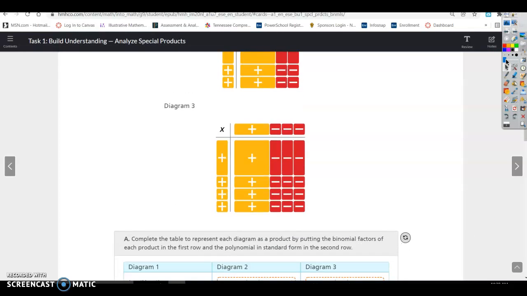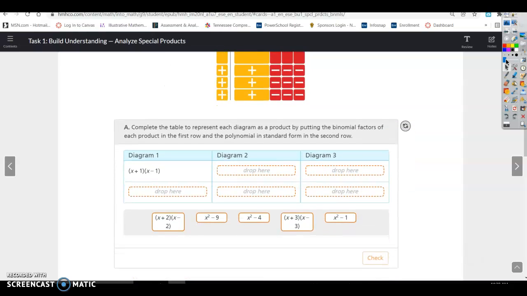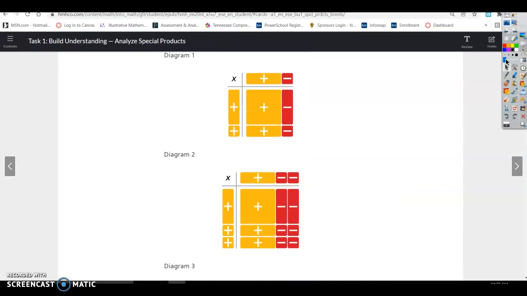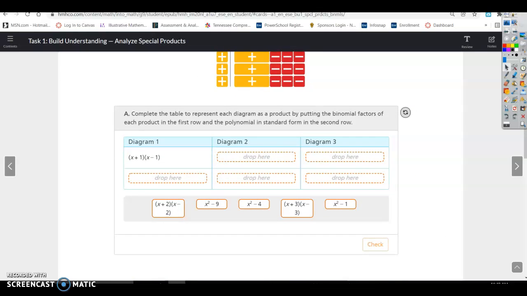All right, and diagram 3, we've got x plus 3 and x minus 3. So again, same binomial, different sign in the middle. It says complete the table to represent each diagram as a product, putting the binomial factors in the first row and the polynomial in standard form in the second row. So diagram 1 is x plus 1 and x minus 1. When you multiply this together, what do you get?